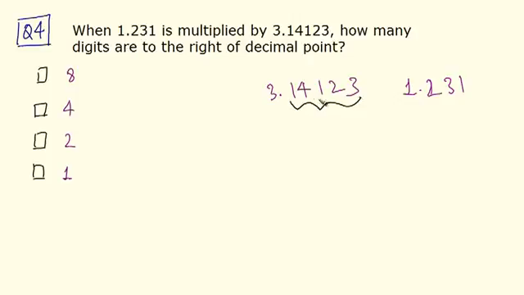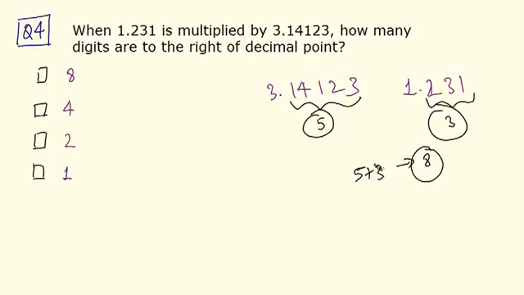Let's count the digits on the right hand side of the decimal point of the first number. So we have 1, 2, 3, 4, 5. We have 5 digits here, and of the second number on the right hand side of the decimal point we have 3 digits. To find out how many digits are there on the right of the decimal point of the product of these two numbers, just add these two digits. So we have 5 plus 3, which is 8. So when you multiply these two numbers, you will get 8 digits on the right hand side of the decimal point, and that is guaranteed. So the answer is option A.